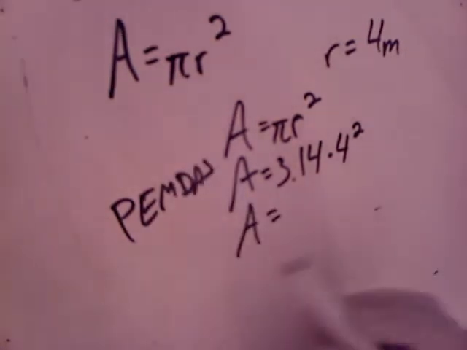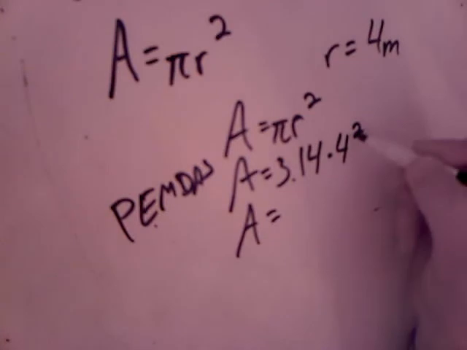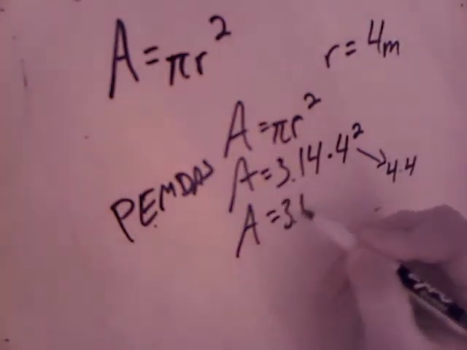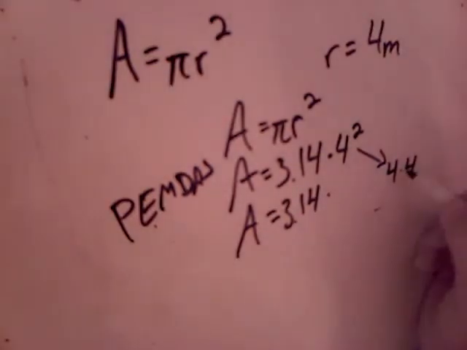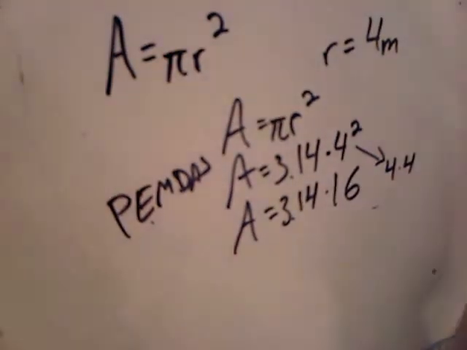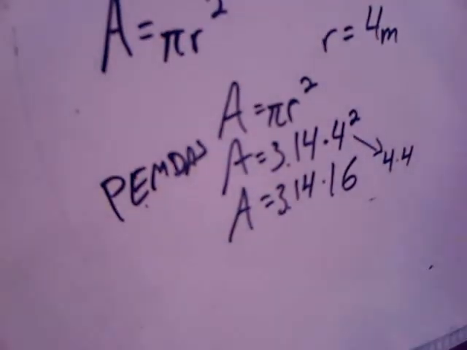And in PEMDAS, we do parentheses first. There's no parentheses, so then we're going to use exponents. We do have an exponent. It's 4 to the second power. 4 to the second power is the same as 4 times 4. So 3.14, and 4 times 4 is 16. So now we have 3.14 and 16, and now I'm going to multiply those two numbers together.